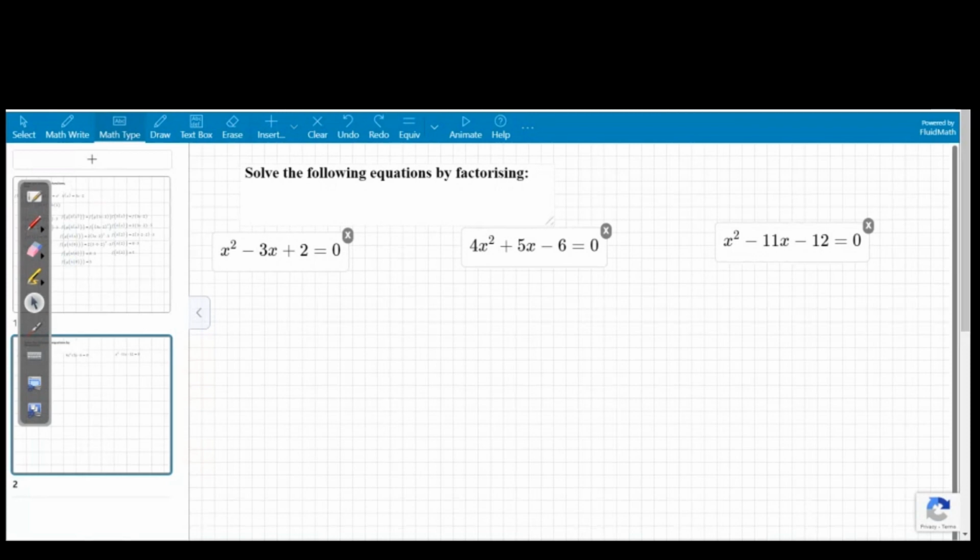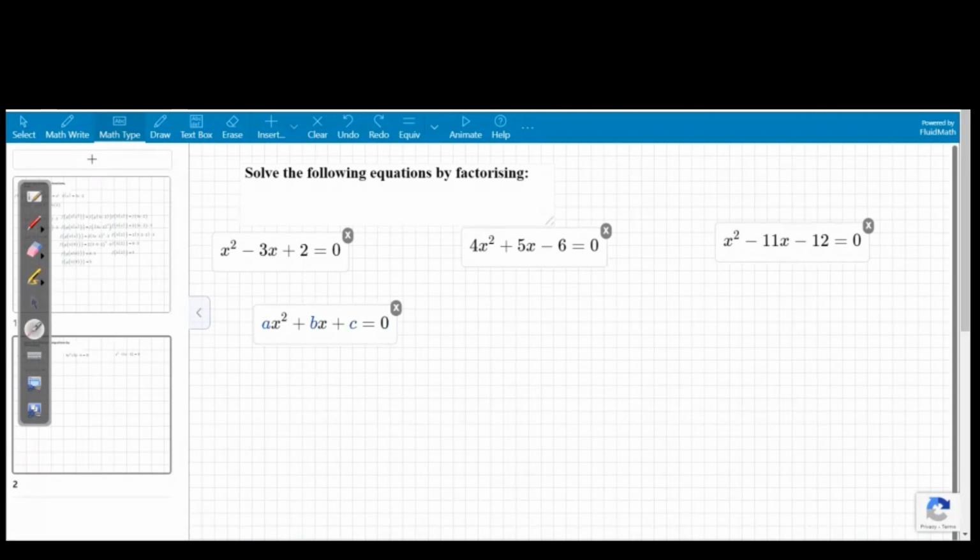Now, generally, a quadratic equation is ax raised to the power 2 plus bx plus c equals 0. This is a general quadratic equation.